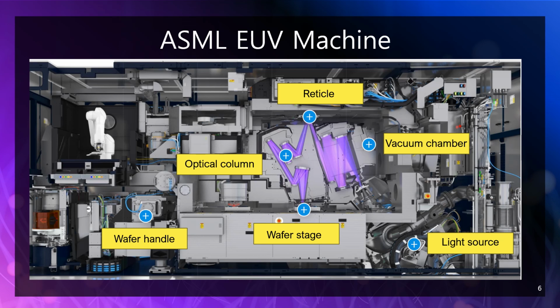Fifth, vacuum chamber. The EUV system must be highly vacuumed in all processes because oxygen also absorbs the light. And last is the light source. In order to create the EUV light, the source shoots 2 separate laser pulses into the falling tin, which evaporates the tin and produces the light.